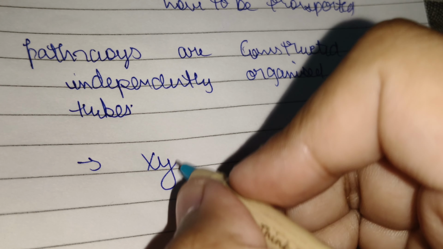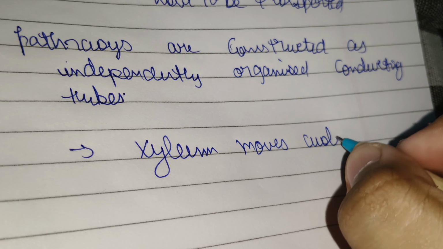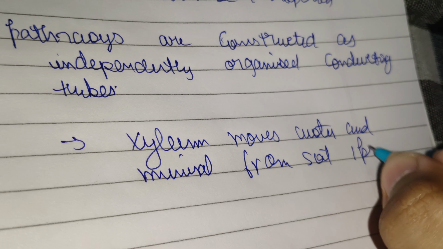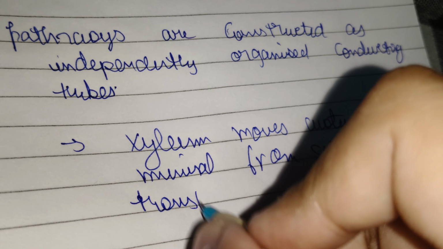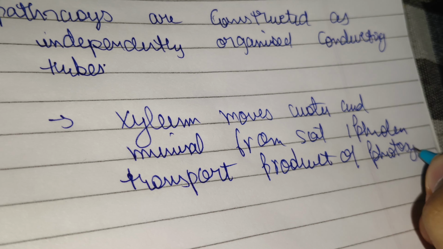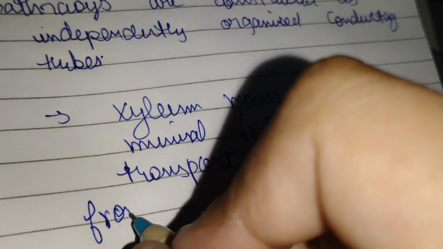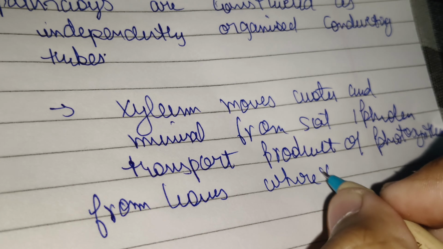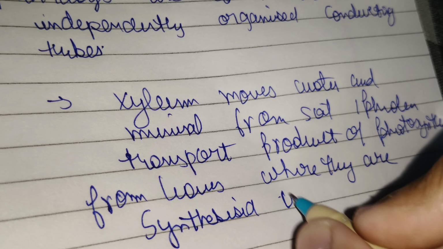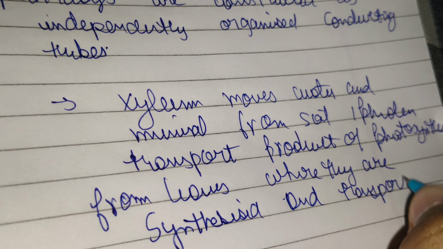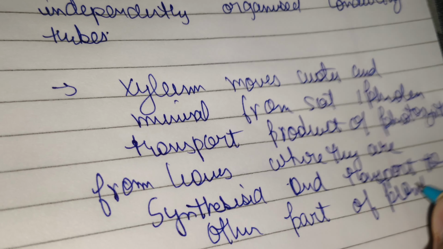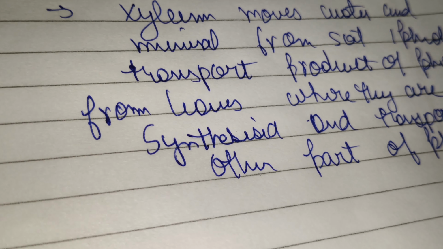And what are these pathways that we need? Basically the xylem, which moves water and minerals from the soil, and the phloem, which transports the products of photosynthesis from the leaves, where they are synthesized, to the other parts of the plant.